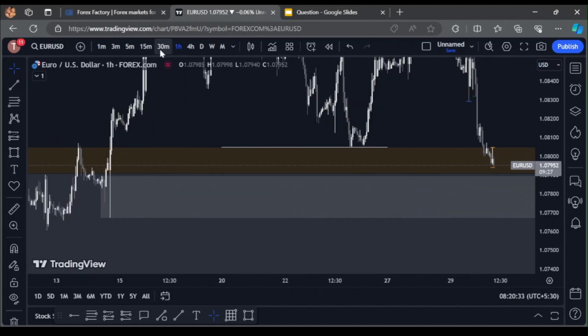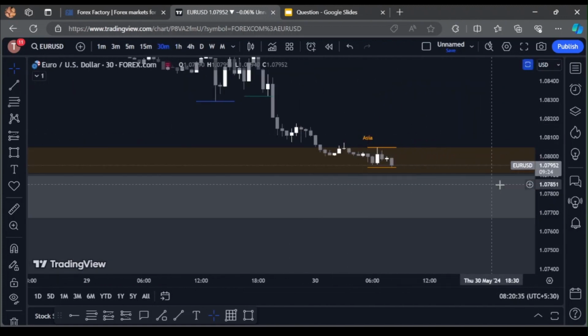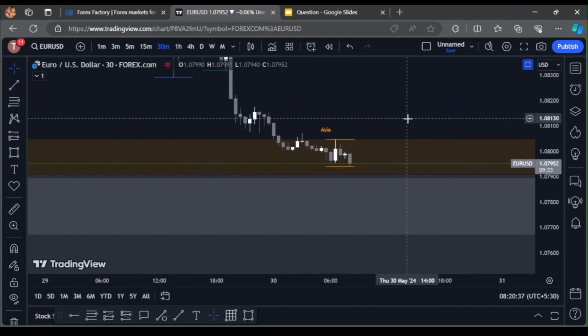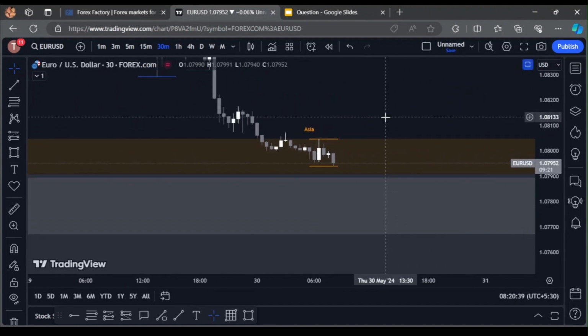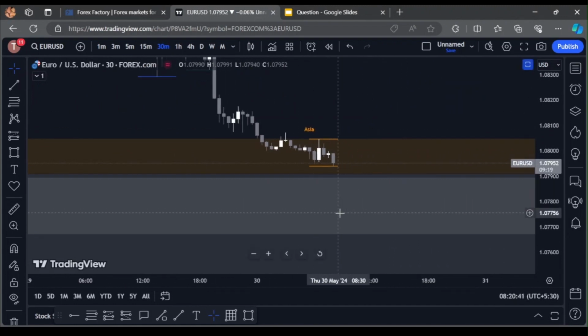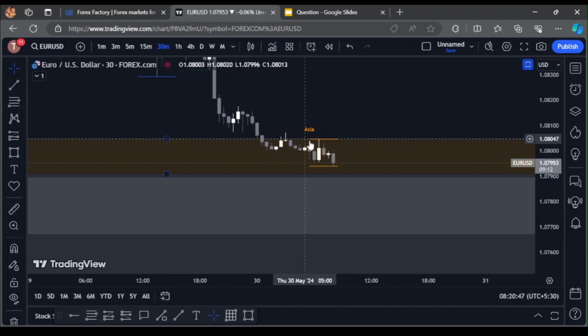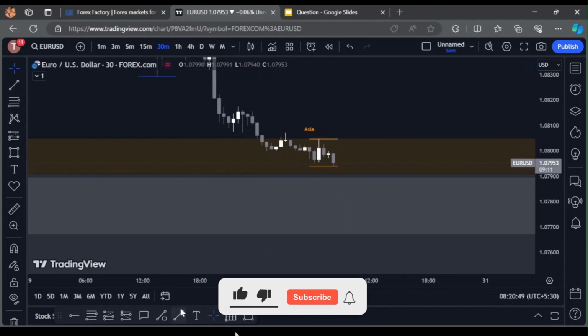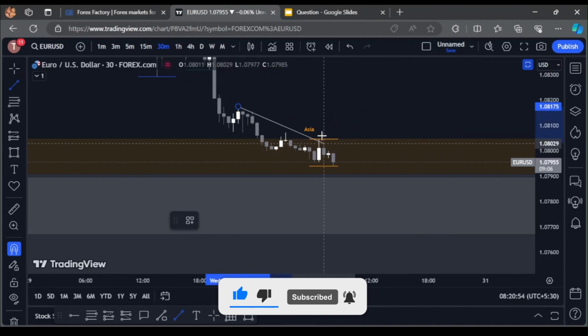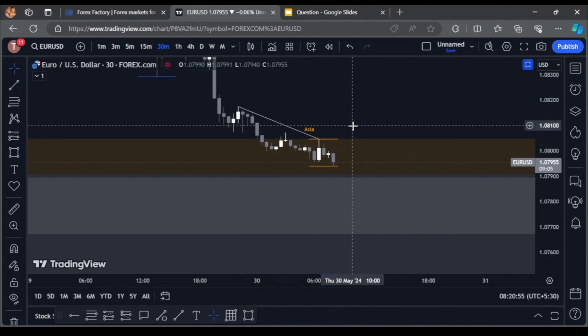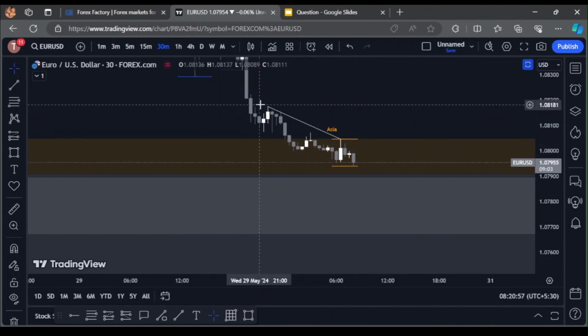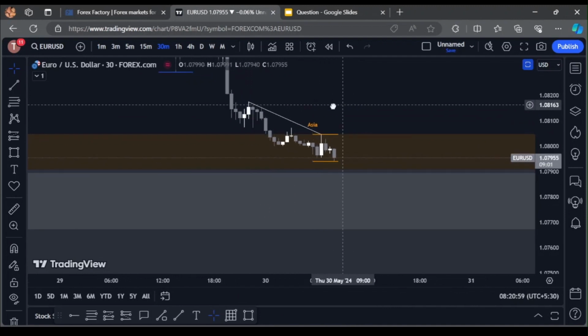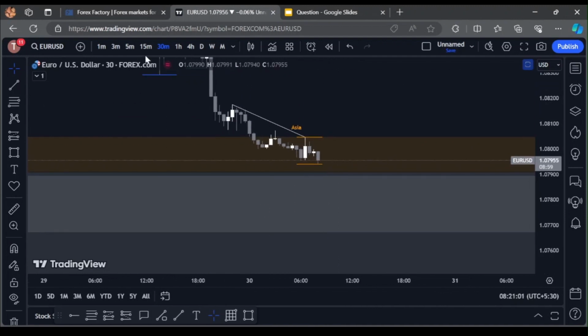So let's move to the 30 minutes to decide our bias for today. So this is the Asia session, and I'm anticipating the price to move into this range and show a slowdown and then move into the upside direction, taking all these liquidities accumulated above it. I'll be just marking it like this. So I'll be anticipating the price to at least take this liquidity and then move to either side.